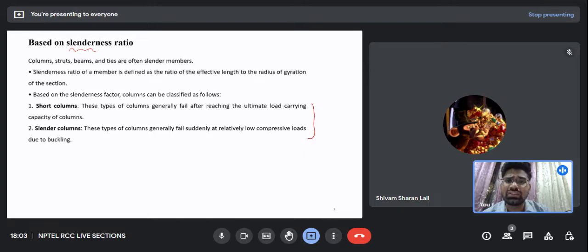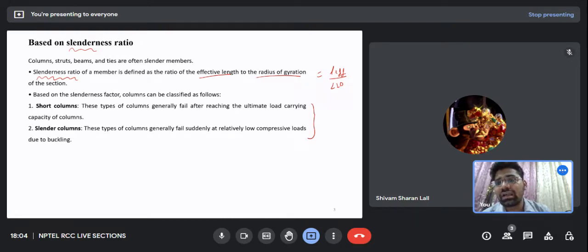The slenderness ratio is the one which helps us decide whether the column is short or long. Slenderness ratio is nothing but the ratio of effective length to the radius of gyration, and the simplified version of this is the effective length by the least lateral dimension in case of columns. We will see more clearly how to identify whether the column is short or slender in the next slide.